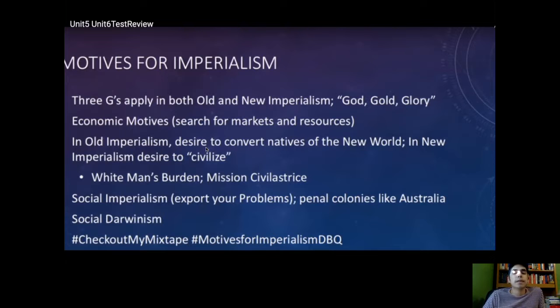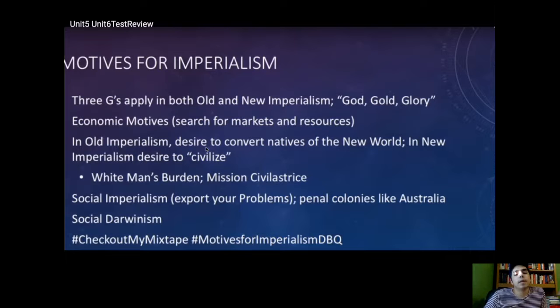That's what I say. There's economic motives, search for markets and resources. In old imperialism, there's a desire to convert the natives of the New World, and in new imperialism, a desire to civilize. So there's a little bit of distinction in that. La mission civilisatrice, white man's burden. Social imperialism is this thing that I haven't talked about yet, but it's pretty prominent. There are penal colonies like Australia, for example. Britain believes that it can export its problems, so they export prisoners to Australia.